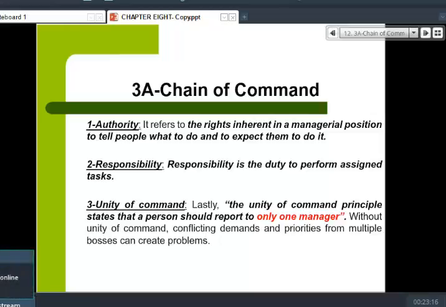So the unity of command, lastly, the unity of command principle states that a person should report to only one manager. Without the unity of command, the conflicting demands and priorities from multiple bosses can create problems. So again, you need to stick to the chain of command. You need to report to only one manager, and you cannot cross the managers.